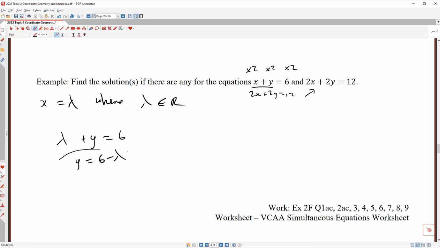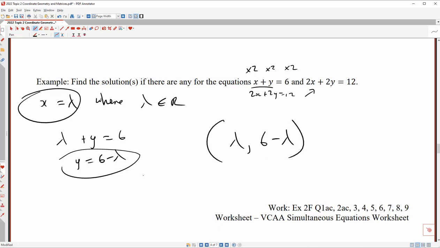And there's our y solution. So we've got our x there and our y solution there. So we can write it up as an ordered pair, you don't have to. But that's how I produce all of the solutions. Okay, so all of the ordered pairs are this, where if you choose lambda equal 1, then this will be 6 take away lambda, which is 5. And that is one possible solution of infinitely many.